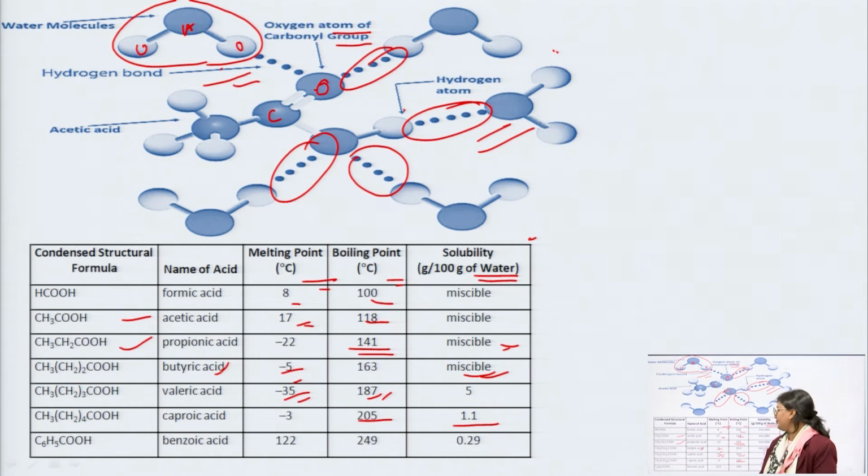in water. Similarly, benzoic acid has a melting point of 122 degrees Celsius. It has a boiling point of 249 degrees Celsius and again it is partly miscible, that is 0.29 grams in 100 grams of water. Okay.